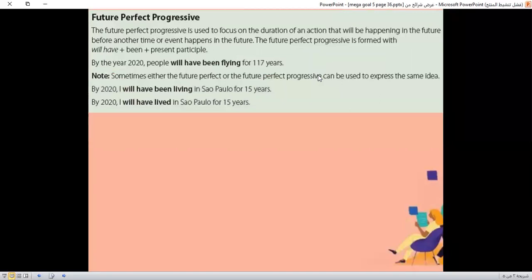Another grammar related to this grammar is what? The future perfect progressive. Not only the future perfect, no, future perfect progressive. If you remember, Salis, we said that any grammar that has the word progressive means what? Means that there is a verb in. Verb in what? Verb with ing. Yes, with ing.